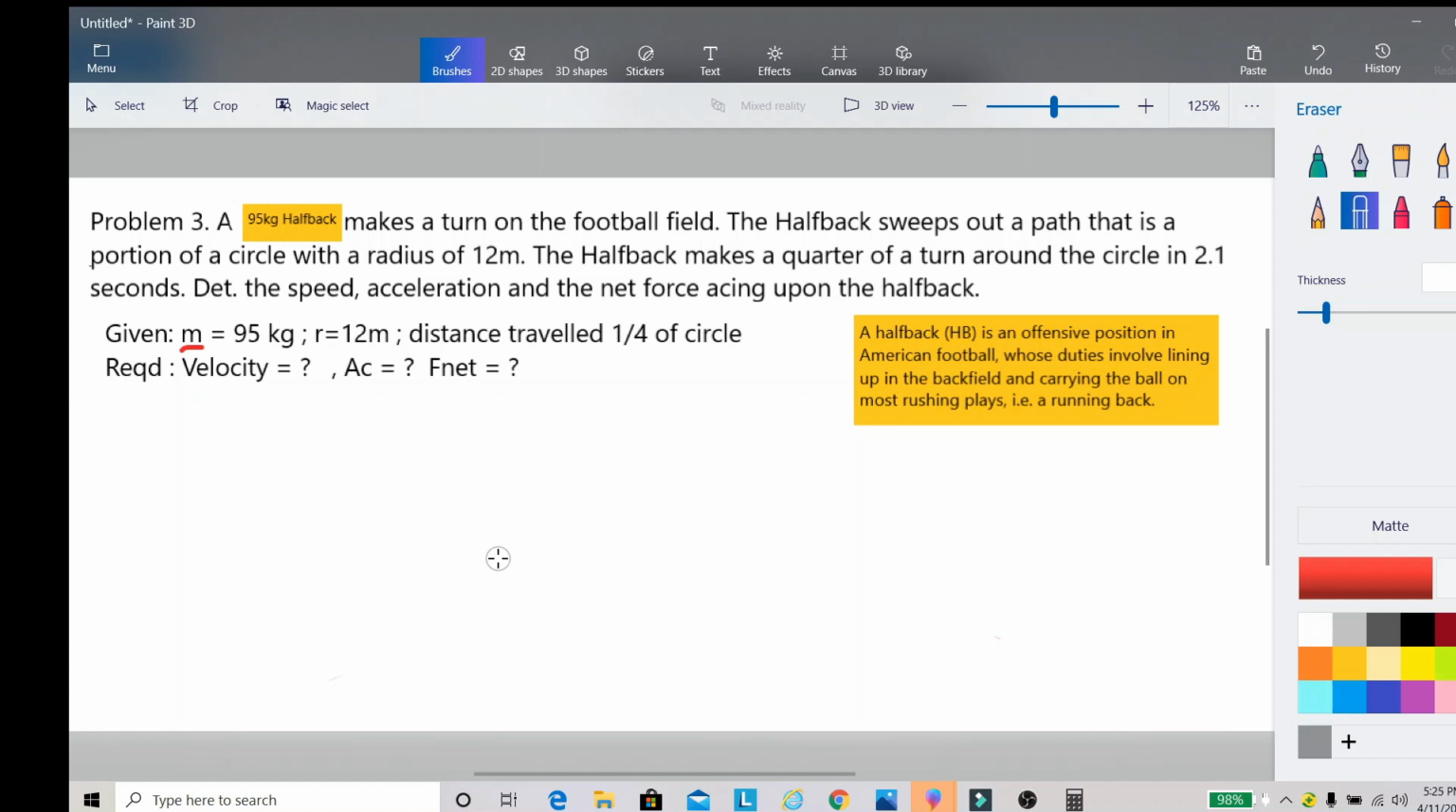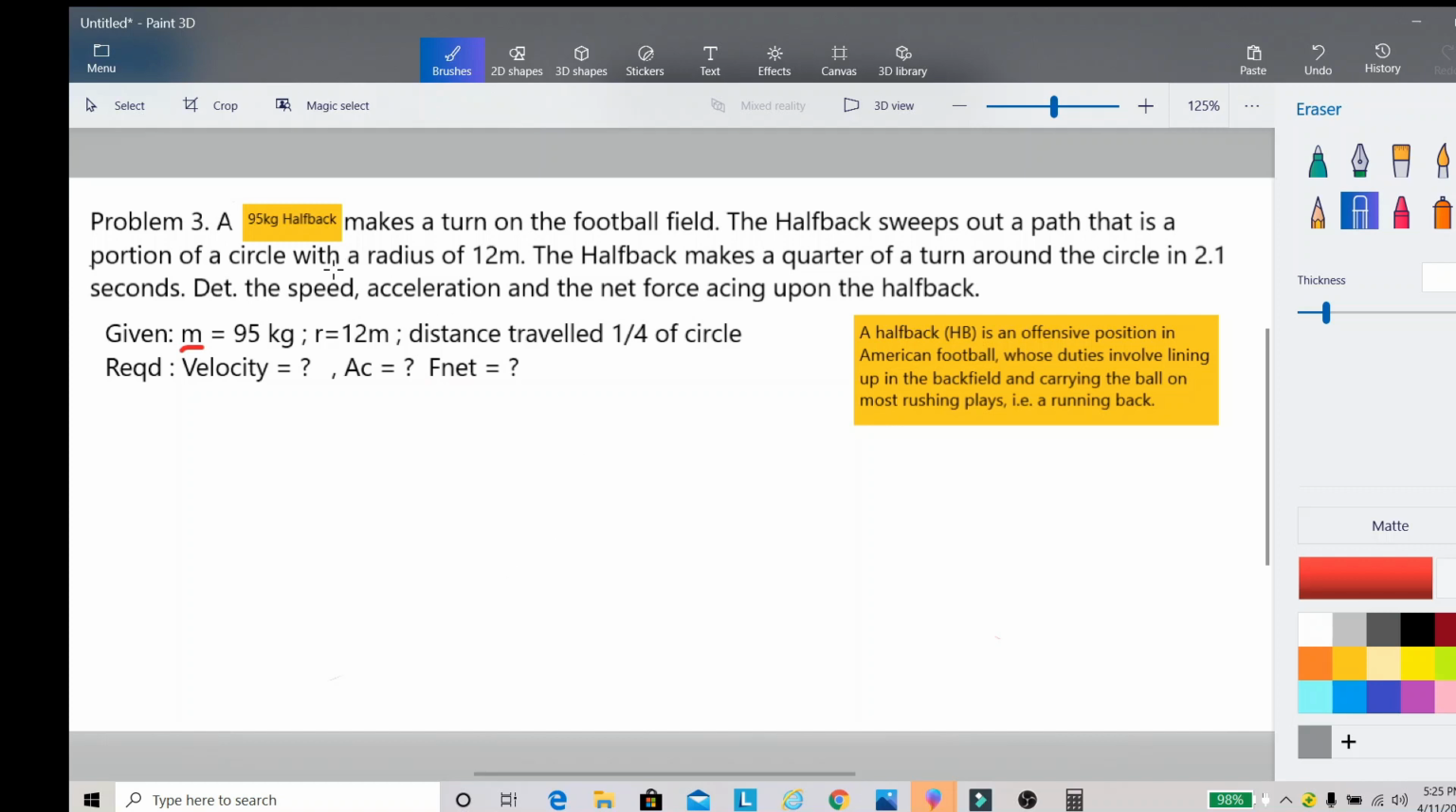The halfback makes a quarter of a turn around the circle in 2.1 seconds. Determine the speed, acceleration, and the net force acting upon the halfback.